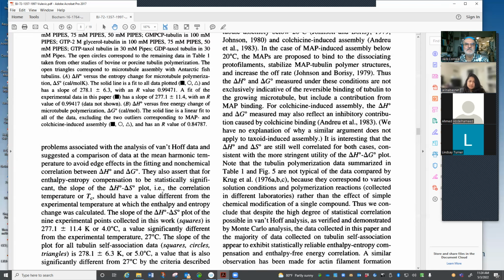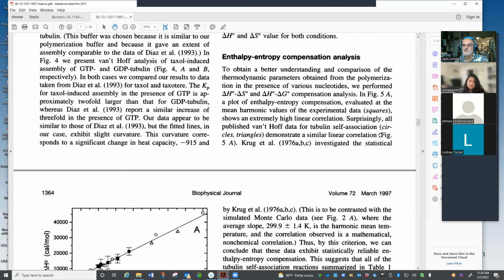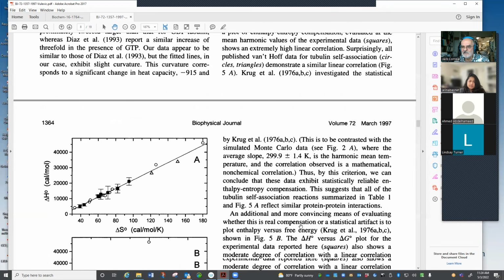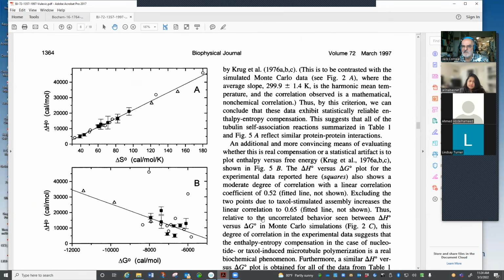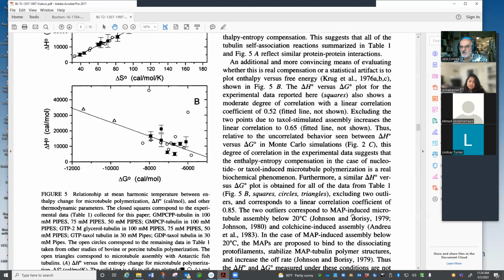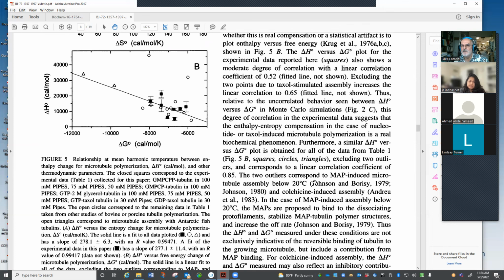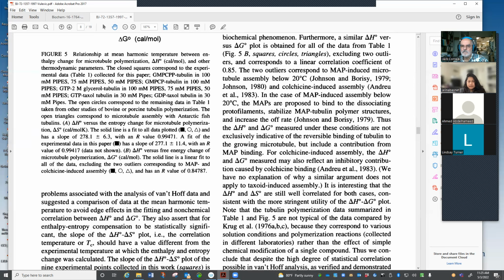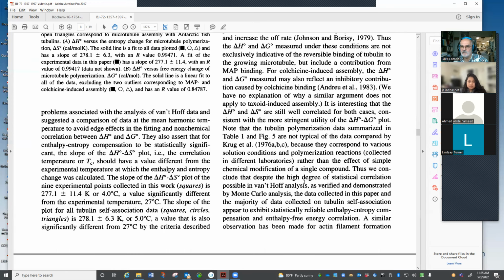And so this entire discussion here, let me go back, this entire discussion about enthalpy and entropy compensation is basically arguing why we believe these data to be consistent with the known mechanism, or the best interpretation of the data, and why the outliers are outliers and where we think those outliers come from. The MAP data actually had an unusual two-phase linear shape. It would be linear and then it would break and be linear again. And we knew that there was a MAP binding phase followed by a microtubule assembly phase. So that was part of the explanation for the MAP data. Okay. And then a discussion of plotting enthalpy versus free energy was one of the criteria that they wanted us to use, etc. Okay.